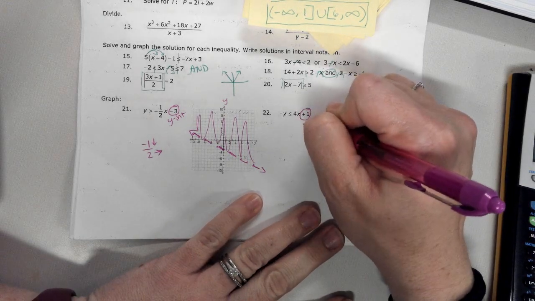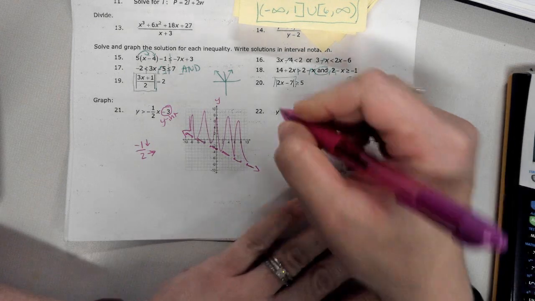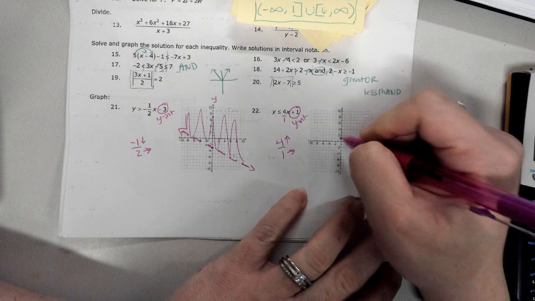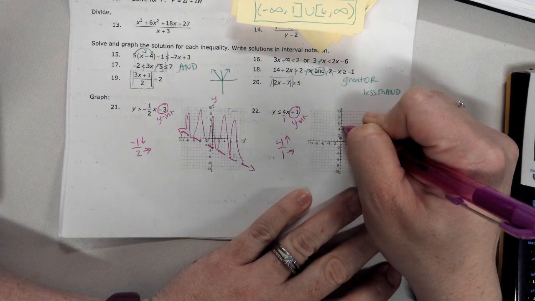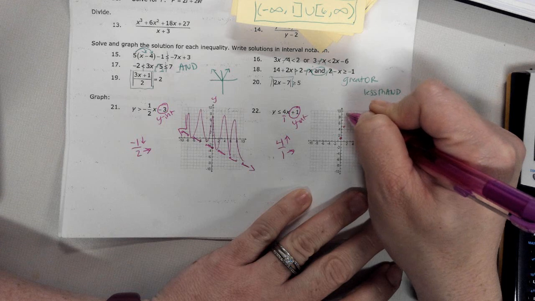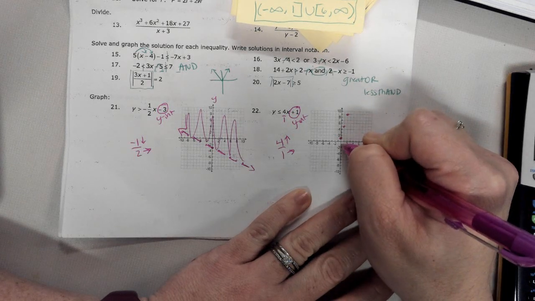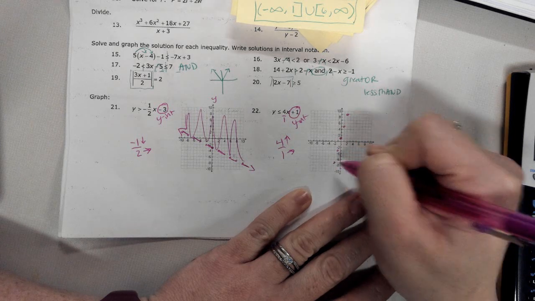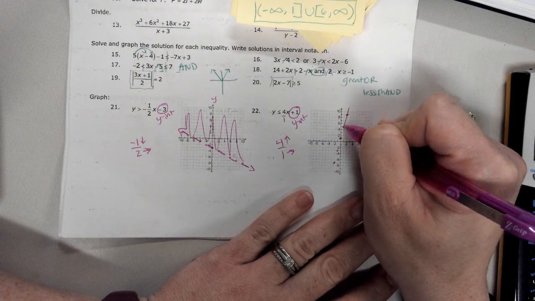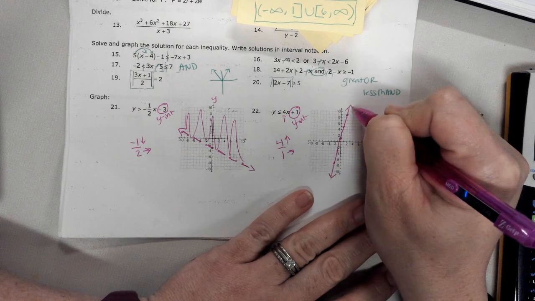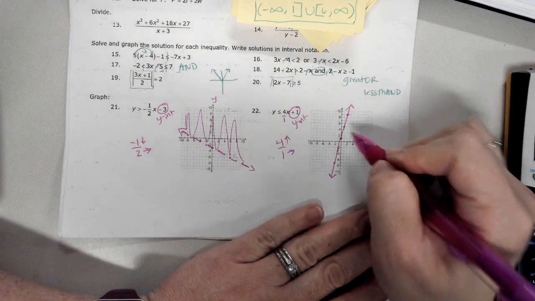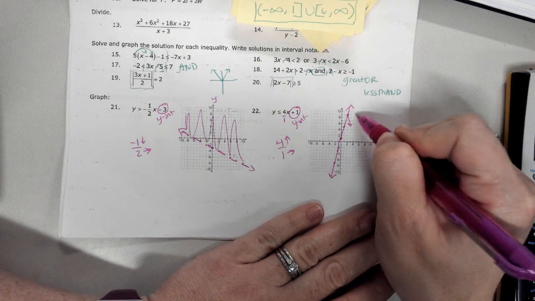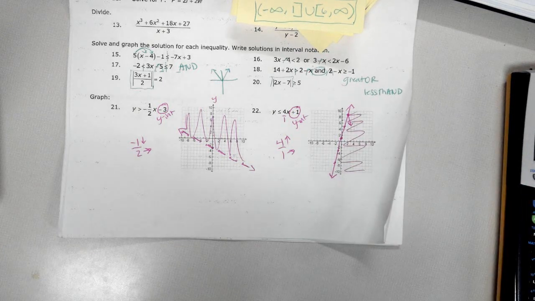So this is my y-intercept. At 1, 4/1 is my slope. So I'm going to rise 4, always right 1. Down. Okay, this is equal to, so it is a solid line. And this is y is less than, so it's going to be below the line. So this one is above, this is below, because if you touch the line and draw down, it's going to be this side. So there's your graph.